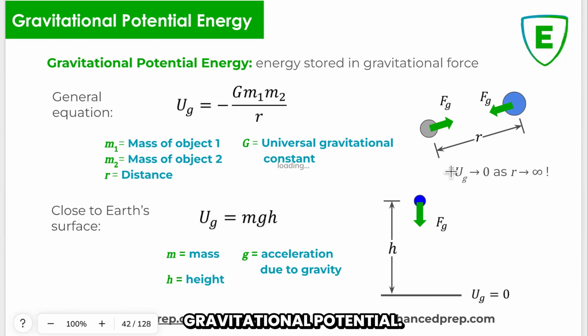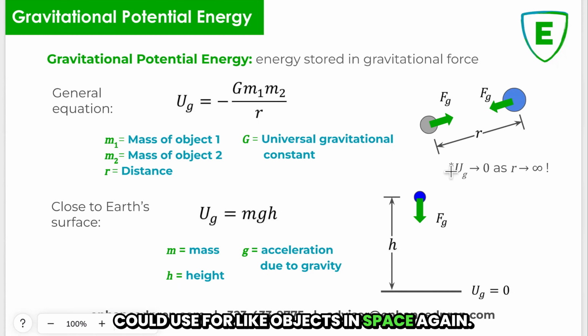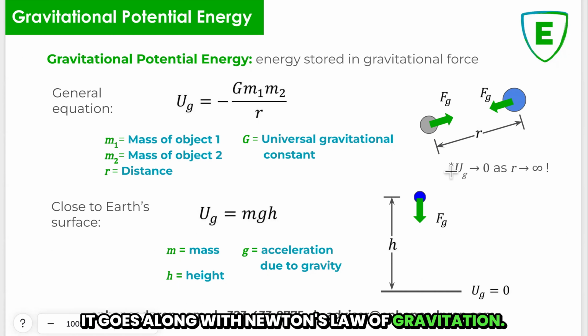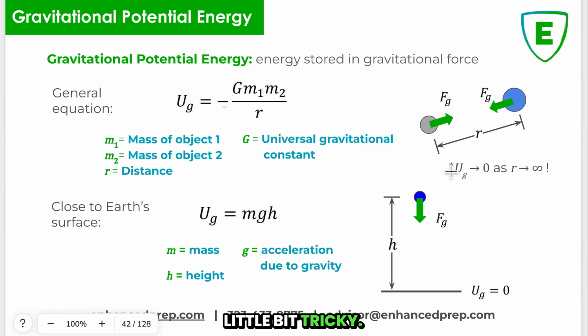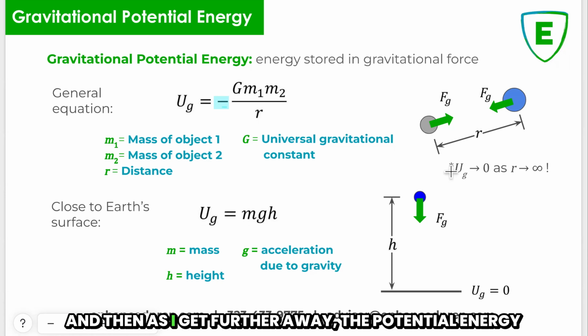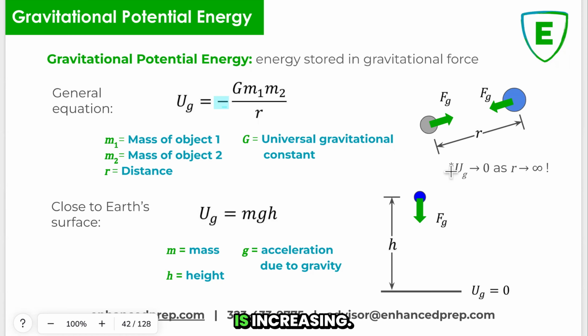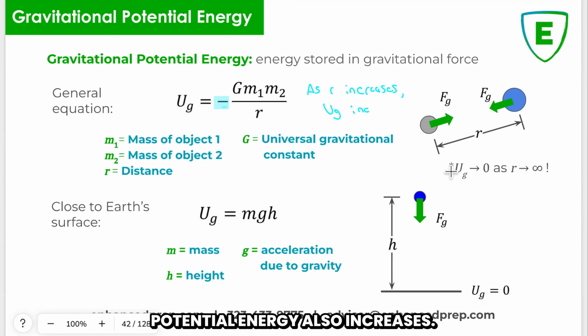Gravitational potential. So the general equation, this is the one that I could use for objects in space. It goes along with Newton's law of gravitation. And note that this negative sign makes things a little bit tricky. That negative sign means larger values are actually smaller. And as I get further away, the potential energy is increasing. So as R increases, as I get further away, potential energy also increases.